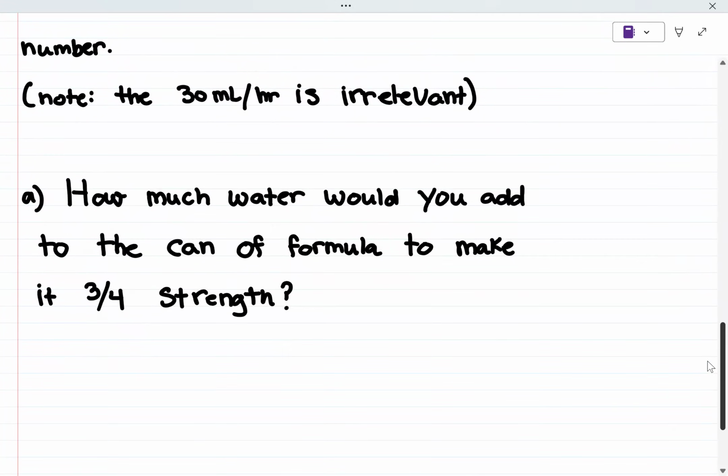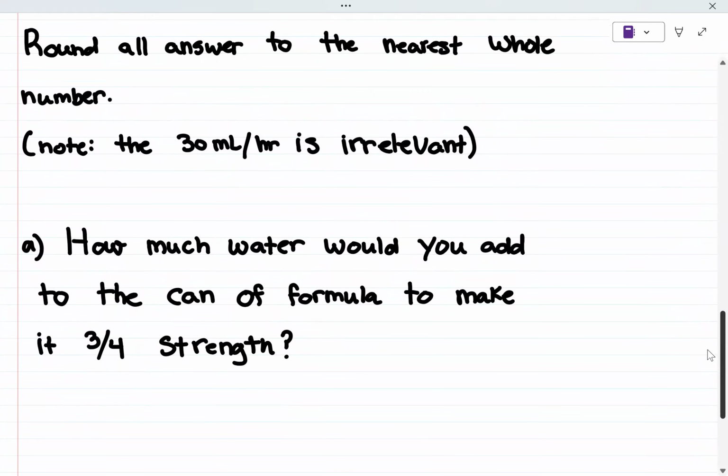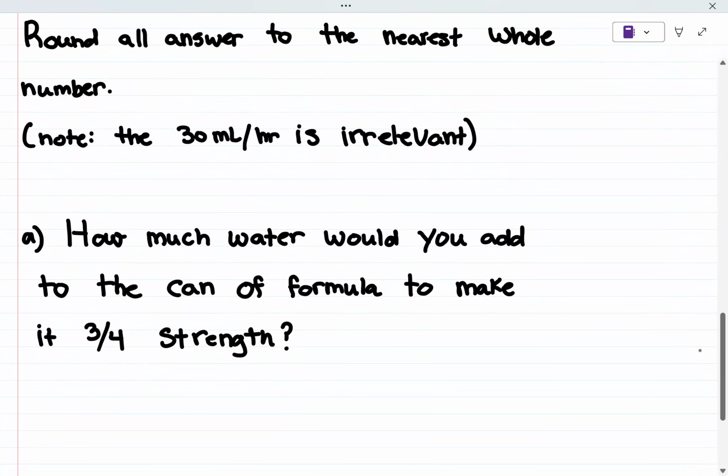So there are two parts to this. Part A says, how much water would you add to the can of formula to make it three-fourths strength? There are two options you can do on this one. So how much water would you add to the can of formula to make it three-fourths strength?